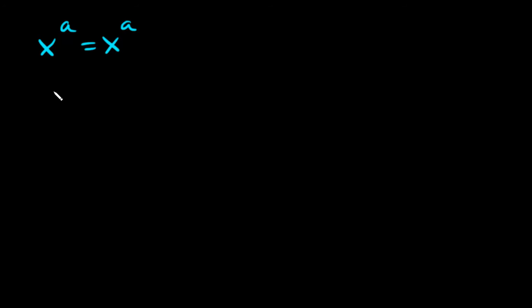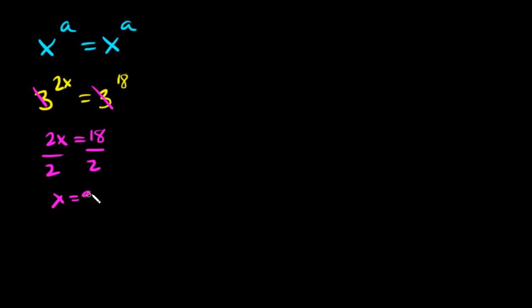If I say that the base is 3 and I raise it to the 2x power, and I have another base of 3 that's equal to the 18th power, what we could basically do is just ignore the base 3 and just set a new equation using just the exponents. 2x equals 18. Solving for x, dividing by 2 gives us a value of x equals 9.